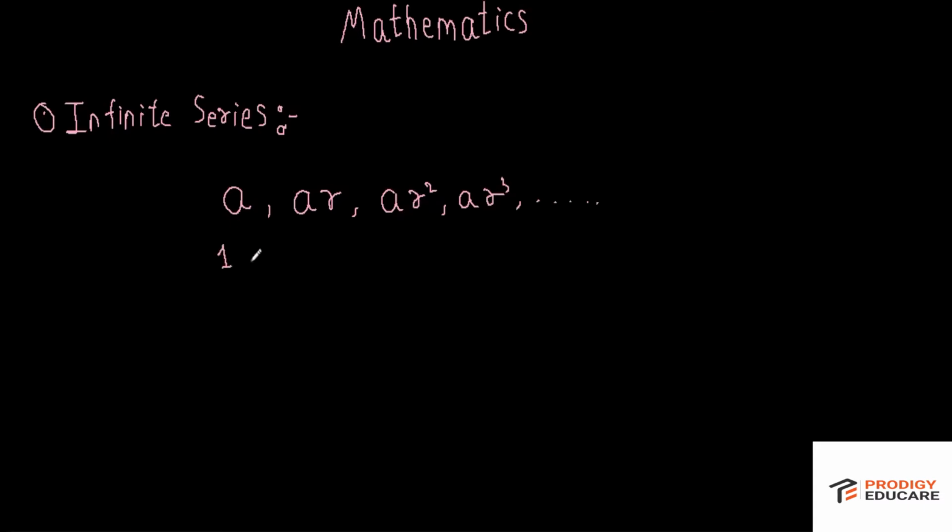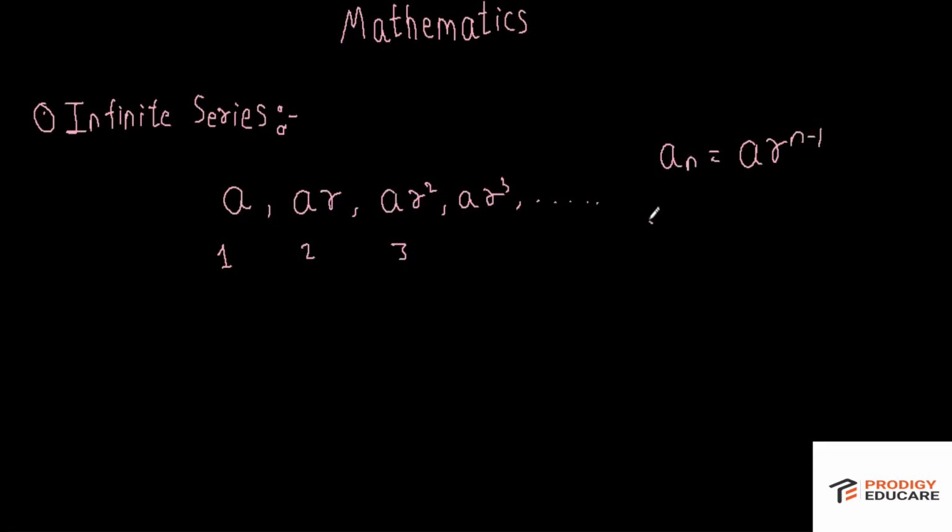Now this is the first term, this is the second term, this is the third term. So looking at the pattern, the nth term is written as An, and it is given by A into R raised to n minus 1. See, for the first term, when I substitute n equal to 1, R raised to 0 is 1, so I get A. And for the second term, if I substitute n equal to 2, I will get A times R. Yes, this formula is consistent with our series.